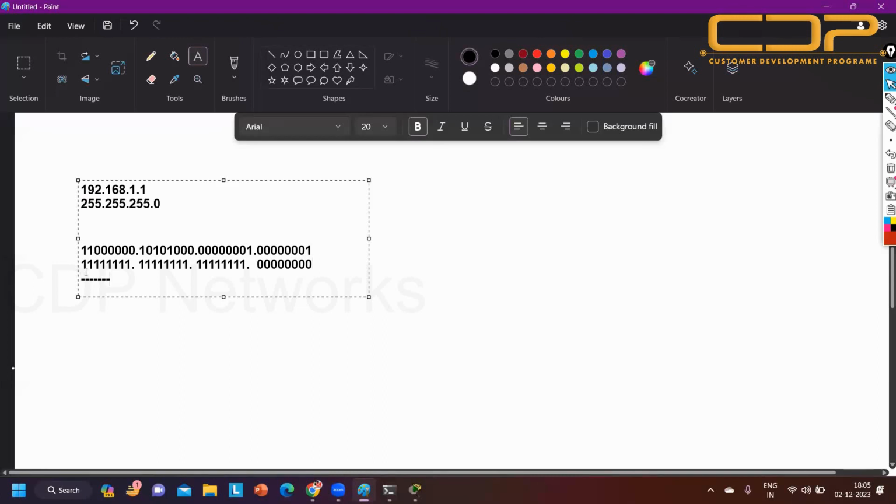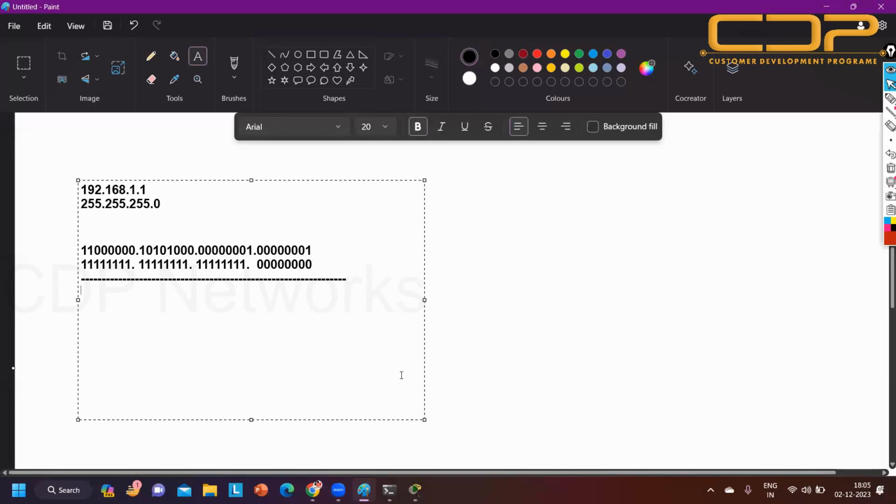And now on this you will perform the AND operation. In an AND operation, 0 with 0 is 0, 0 with 1 is 0, 1 with 0 is 0, and 1 with 1 is 1. Right? This is the AND operation. So here we need to perform the AND operation.